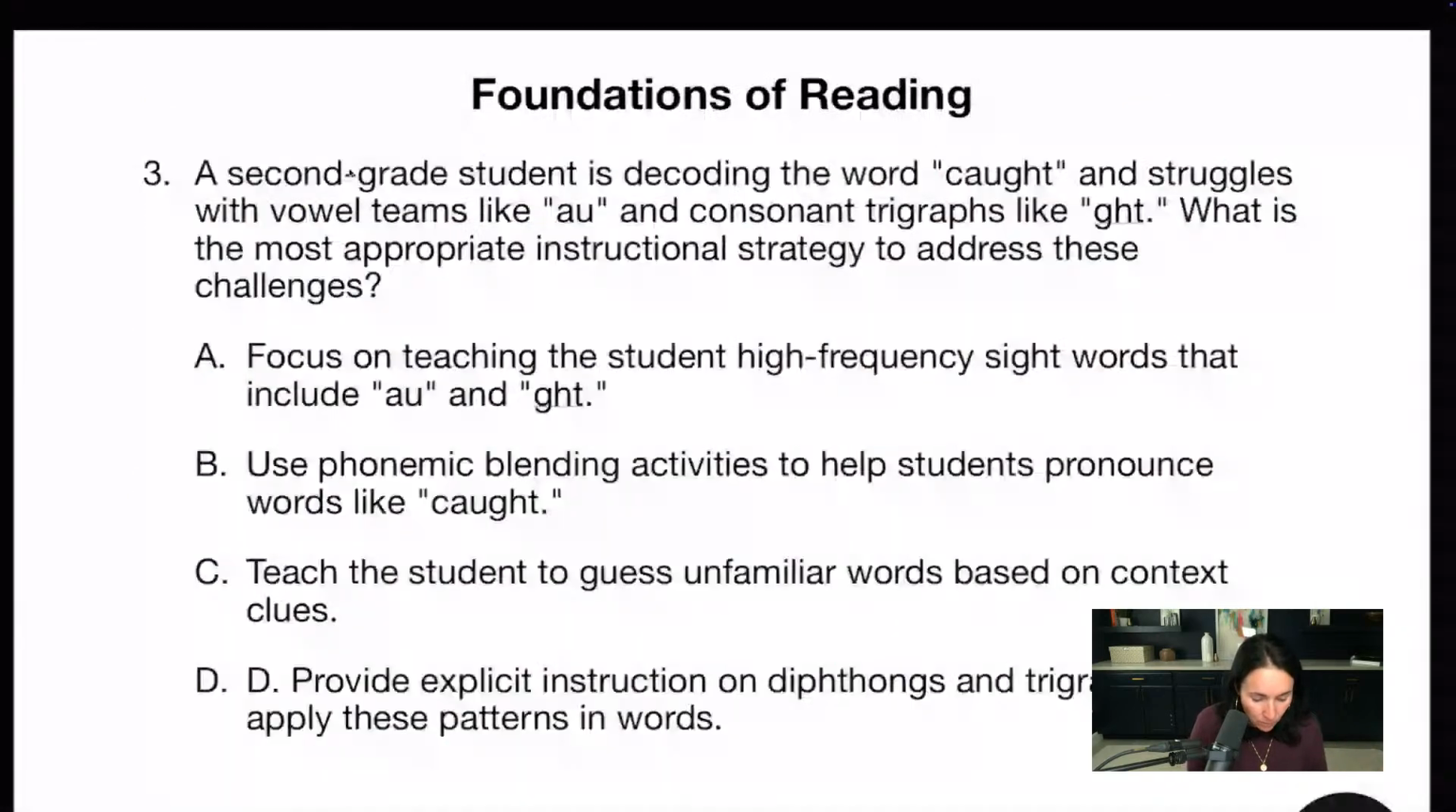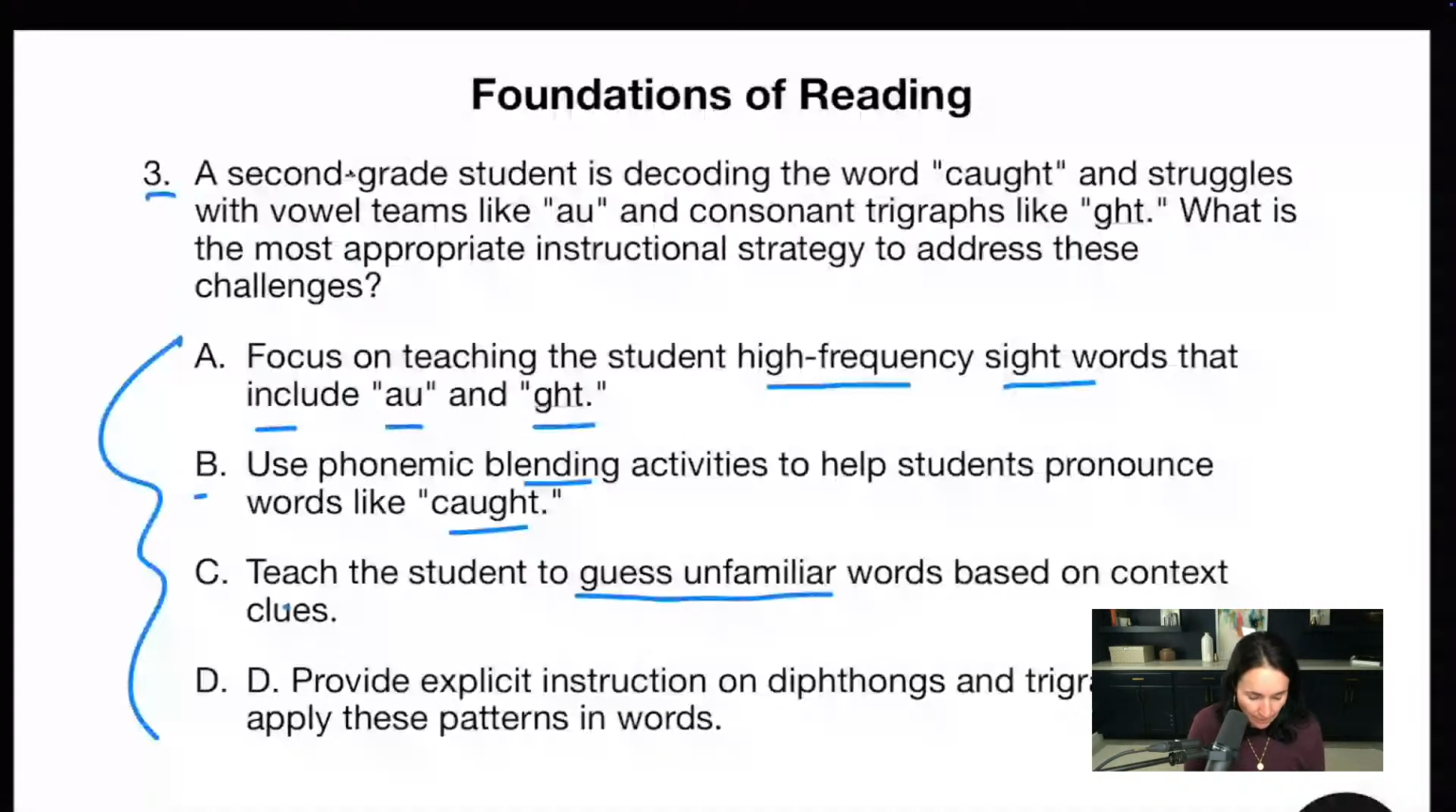All right, now we are working on number 3 in the Foundations of Reading Free Study Guide. Okay, so let's have a look at the answer choices really quick. Focus on teaching the student high-frequency sight words that include AU and GHT. Okay, high-frequency sight words. The focus, though, I'm not sure. Let's see. B, use phonemic blending activities to help students pronounce words like caught. All right. C, teach students to guess unfamiliar words. Absolutely not. Guessing is not the answer. So we're going to cross that off as a bad word.